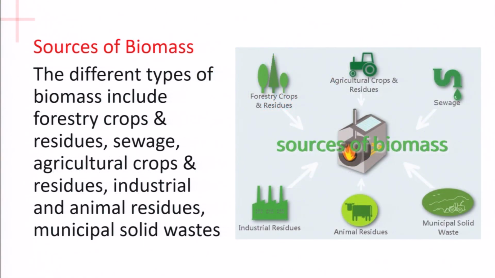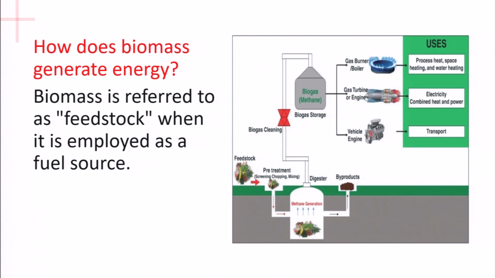The sources of biomass include forestry, crop residues, agricultural crops and residues, sewage, industrial residues, animal residues and also municipal solid waste. Now how do we generate energy from this biomass? As shown in the picture, the biomass is referred to as feedstock, and this feedstock is fed into the digester where methane is generated. Now methane is a biogas and it is cleaned and taken to the biogas storage equipment.